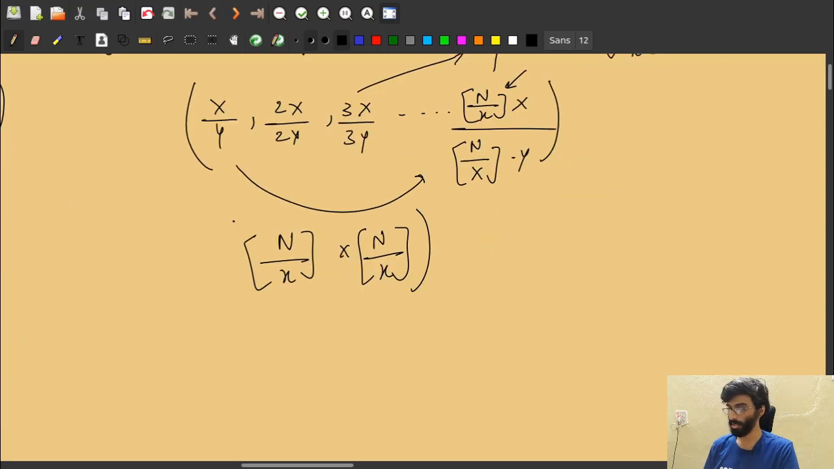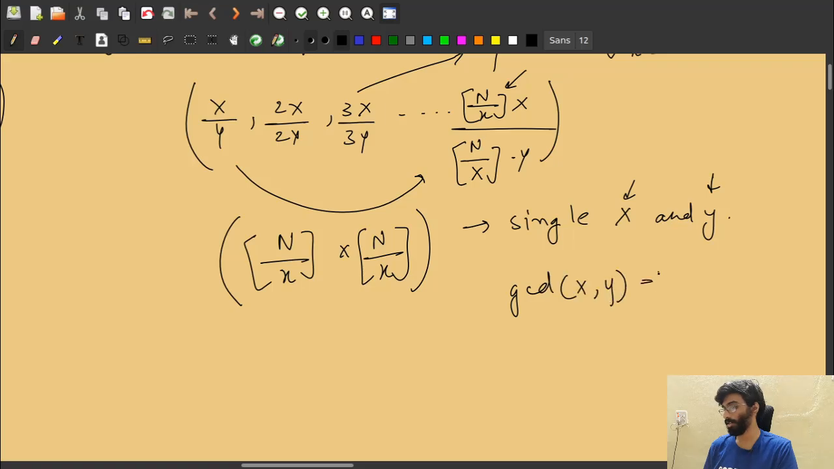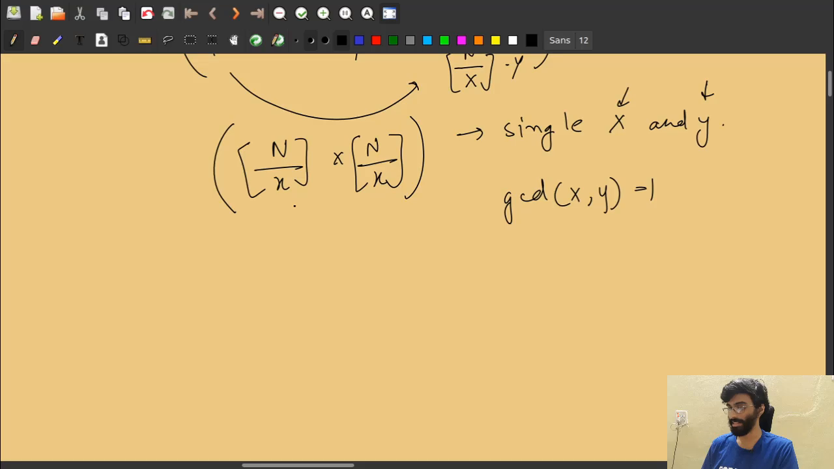But this number of pairs are only for single x and y. We have to do it for every pair of x and y, as we already know GCD of x, y is 1. So let's say we fix our x, then what are the possibilities of y we can get? It is basically the Euler-Quotient function, Euler-Quotient of x, which denotes the number of elements which are less than x and whose GCD with x is 1.